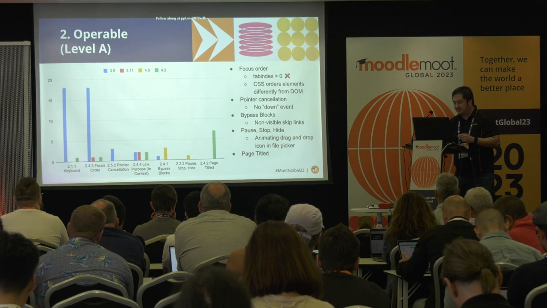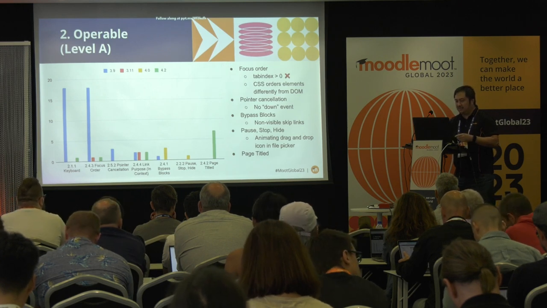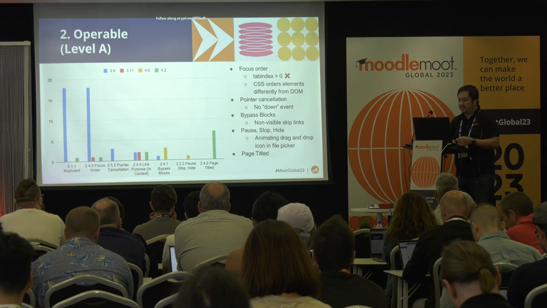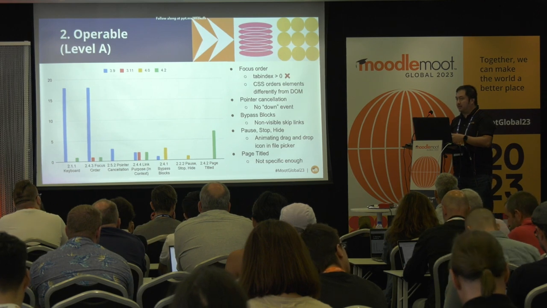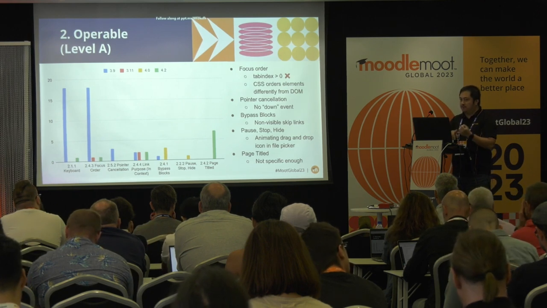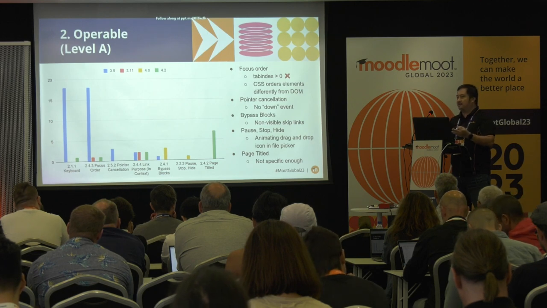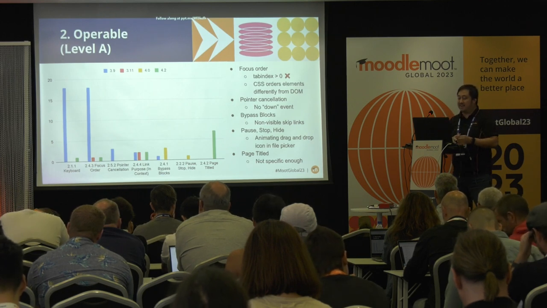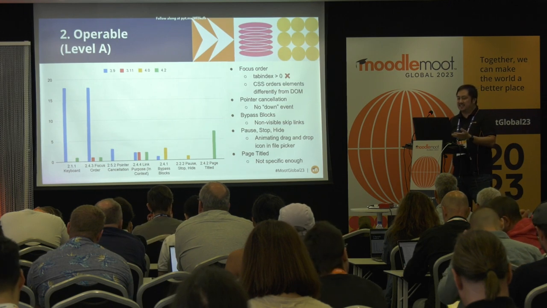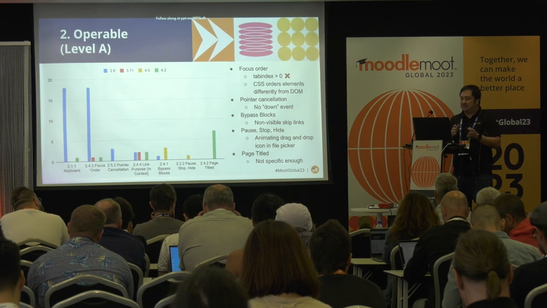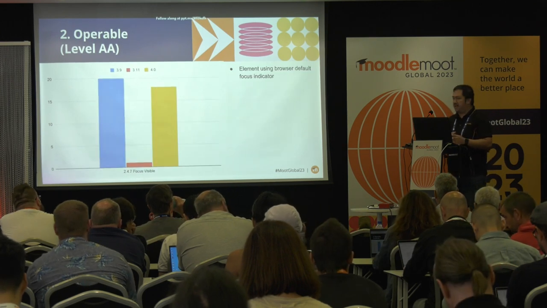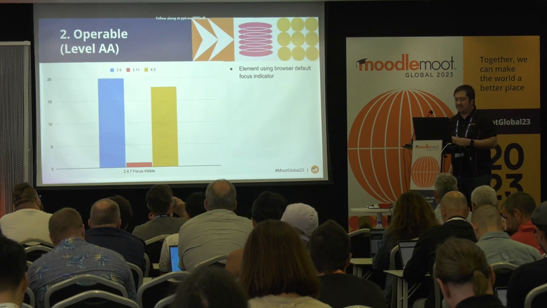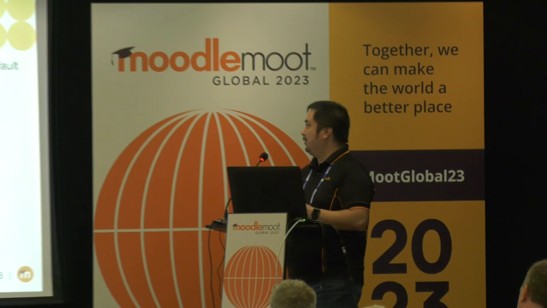Page titled, this is a recent one that was raised in the 4.2 audit because we had some page titles that are not specific enough. For example, the grade book pages, the single view user report and grader report, had the same page title like grades view. So it's not clear to the users which specific grade report they are viewing. So we kind of failed this one, and we are fixing this. I think it already got fixed in the recent weekly release. Cool. Whew. Operable, Level A.